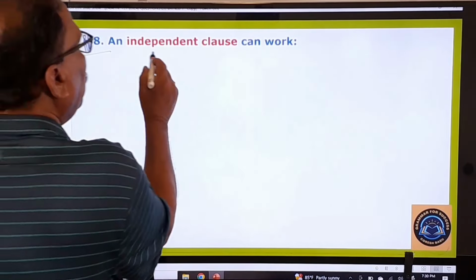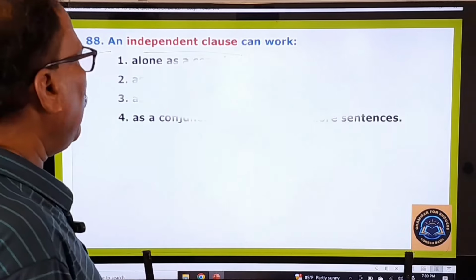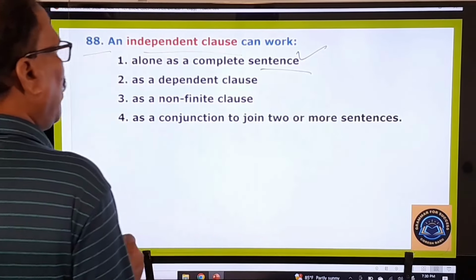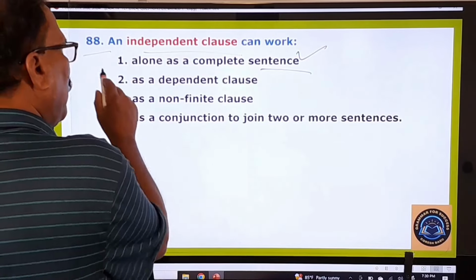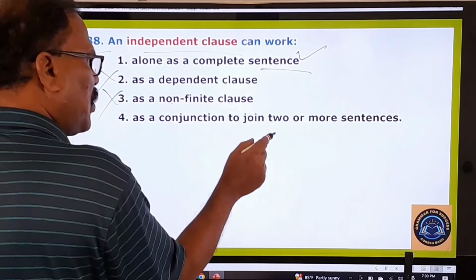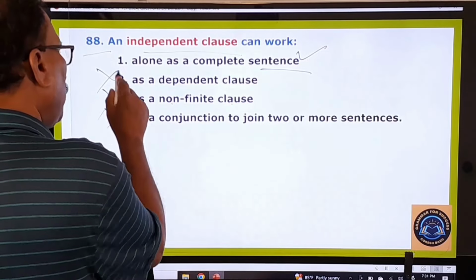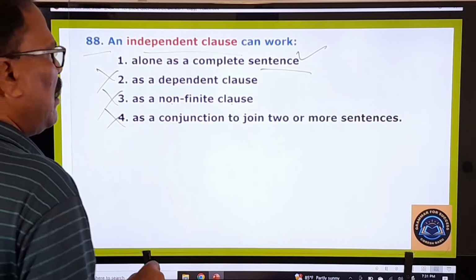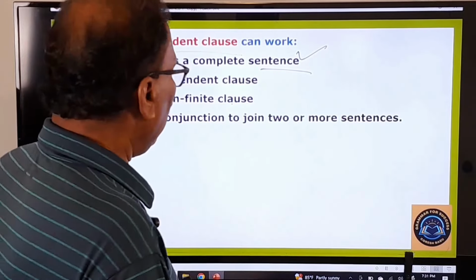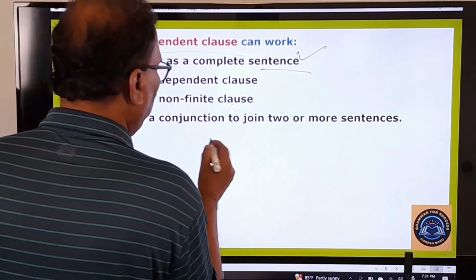88th one. An independent clause can work alone as a complete sentence. Okay, and the very first one is the right one. As a dependent clause, no. As a non-finite clause, no. As a conjunction to join two or more, so no. So all these three are wrong. Only the first one is the right one. Independent clause. Okay, and here let me tell you about this independent clause.